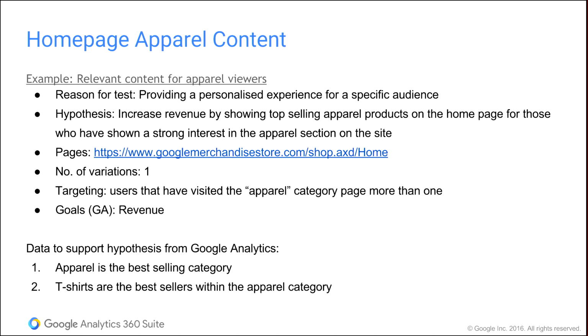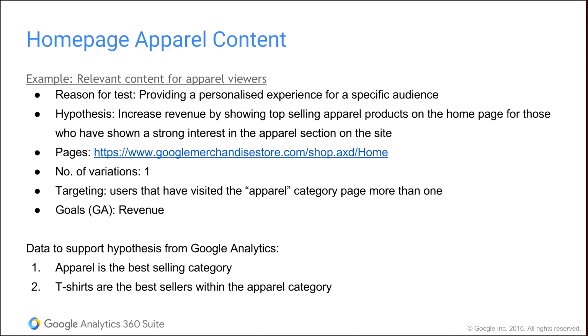So we're going to show this test just on the homepage of the Google Merchandise Store. We're only going to have one variation. We'll have the original plus our one variant. And we're going to target this test to users who have visited the apparel category more than once before in prior visits. Our goal in Google Analytics is going to be revenue.